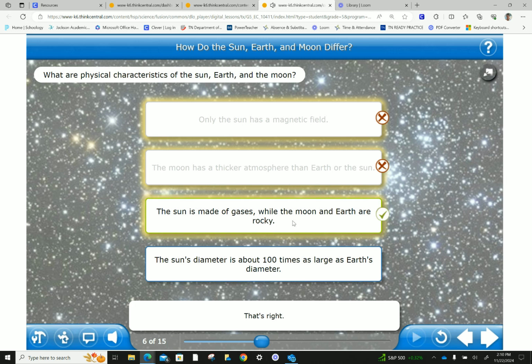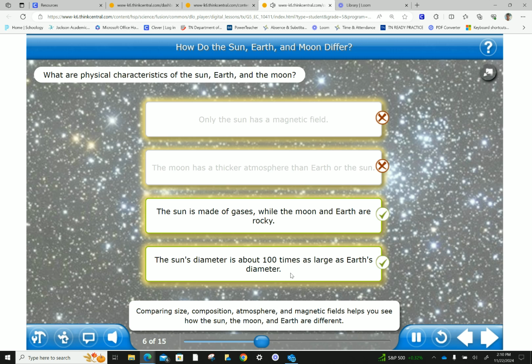That's right. Right. Great work! Comparing size, composition, atmosphere, and magnetic fields helps you see how the Sun, the Moon, and Earth are different.